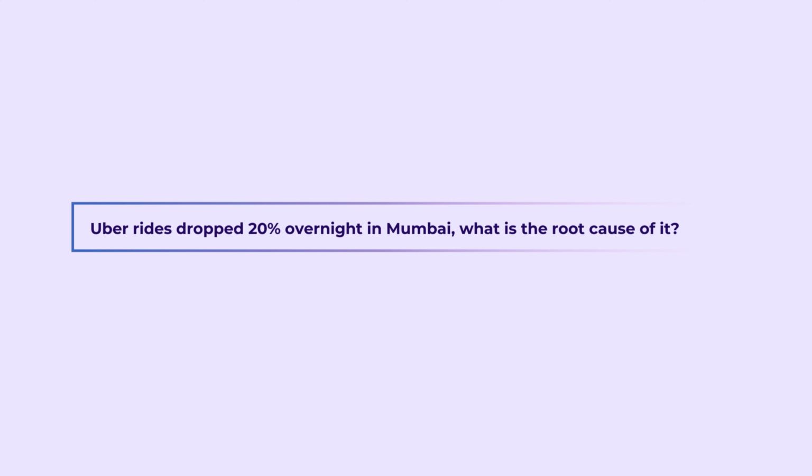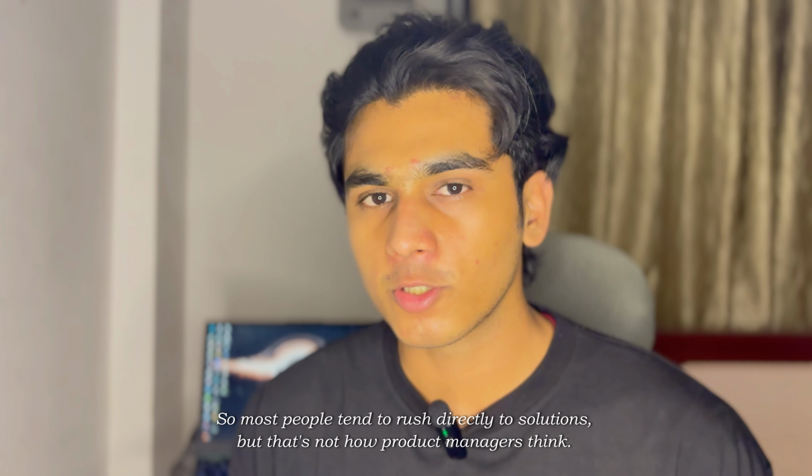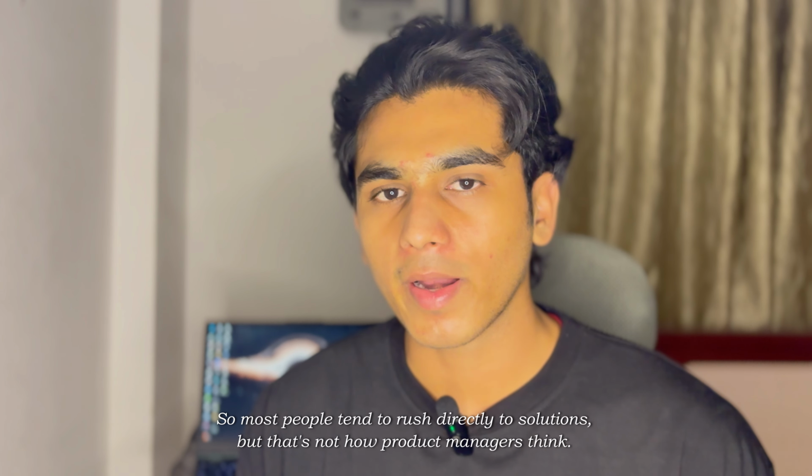Let's say Uber rides dropped 20% overnight in Mumbai. What is the root cause of it? Or Netflix churn spiked for Android users after the latest update. How would you diagnose it? Or Zomato delivery completion rate fell from 95% to 88% last week. What went wrong? So most people tend to rush directly to solutions, but that's not how product managers think.